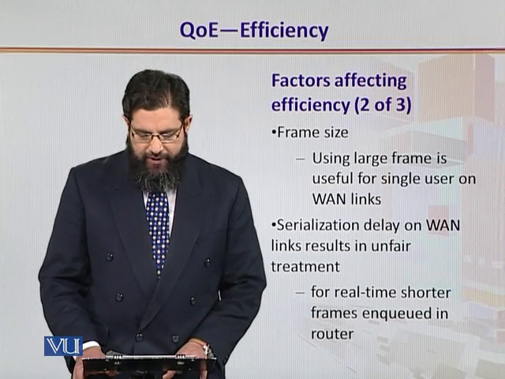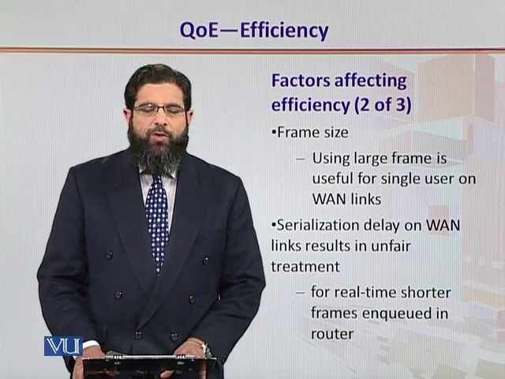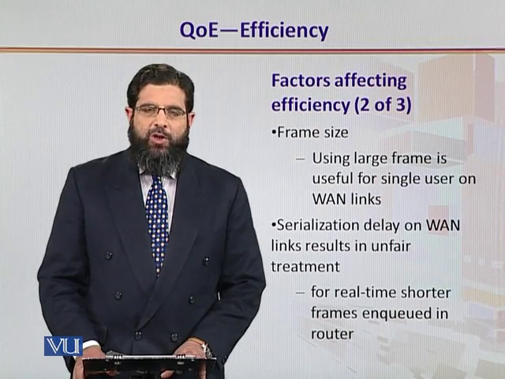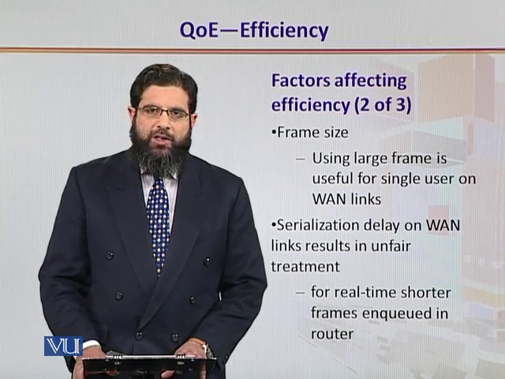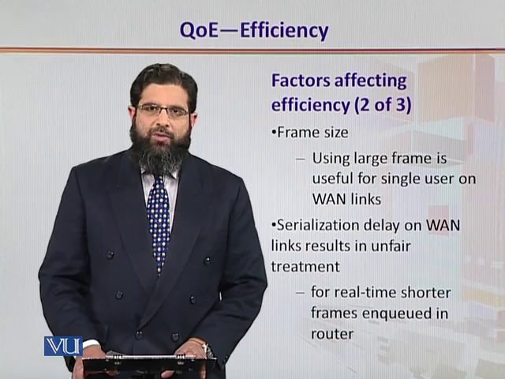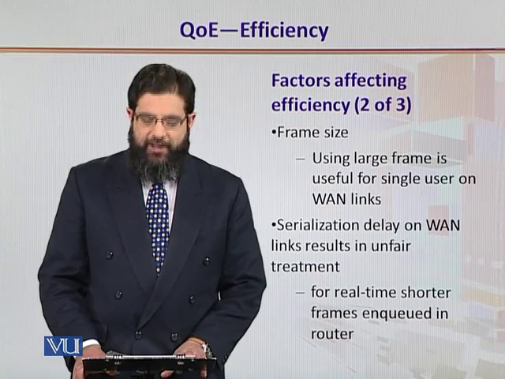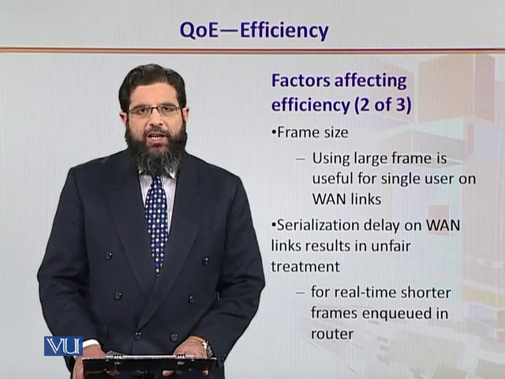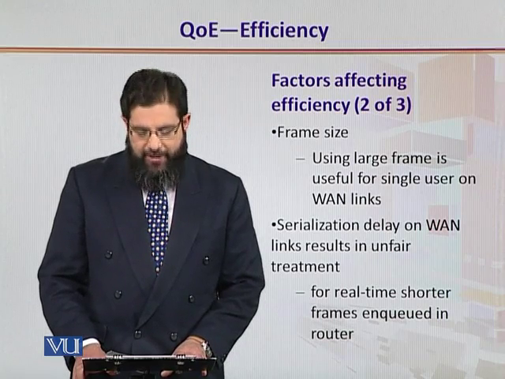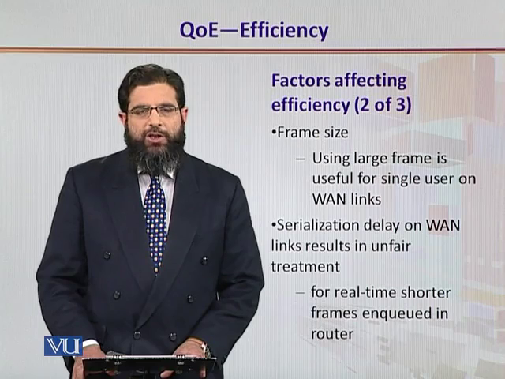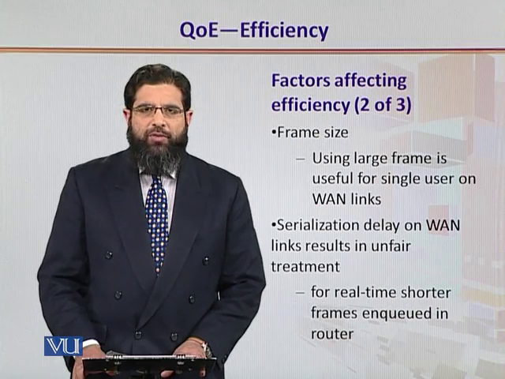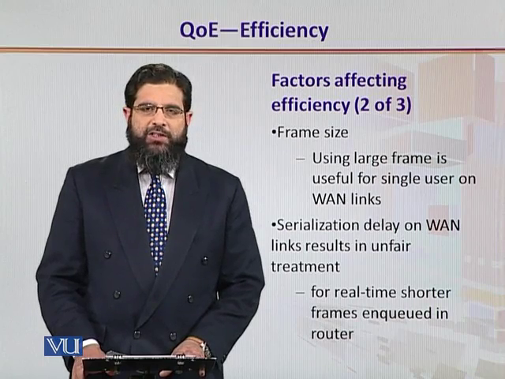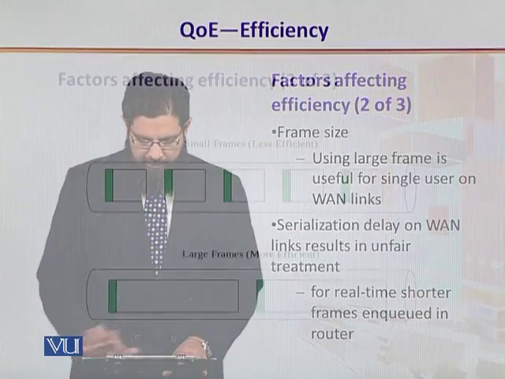Another factor that affects efficiency is the overall serialization, or in other words, the conversion time from being parallel to being serial. Now, when we look at the serialization delay on WANs, it tends to be unfair for short frames because when the long frames get serialized, they choke or disrupt the serialization process of short frames.